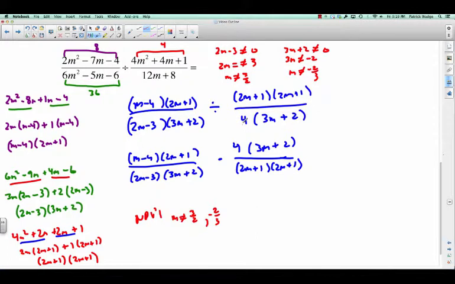Okay, up here, 4. Remember, we're looking at all the denominators. That's why I'm looking up here. 4. What would make 4 equal 0? That will never happen, so you don't have to worry about it. 3m plus 2. Hey, we did that one here. Don't have to worry about it. 2m plus 1 and 2m plus 1. So as long as we get the 2m plus 1, we're done.